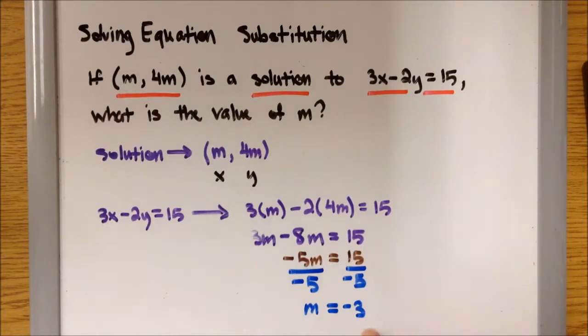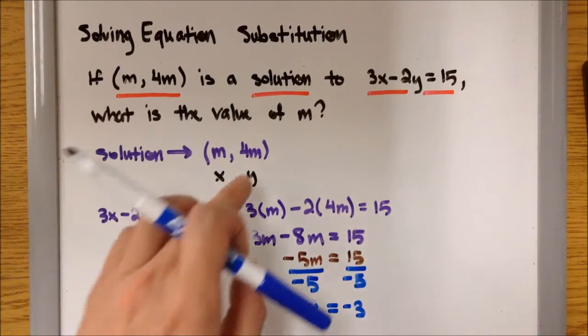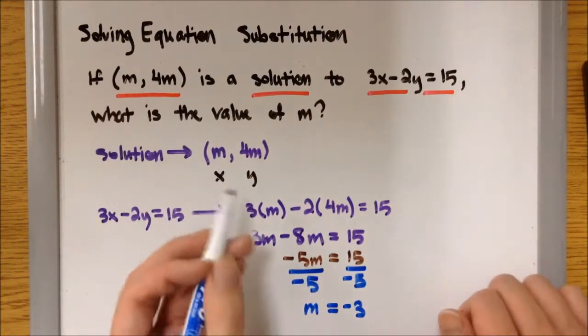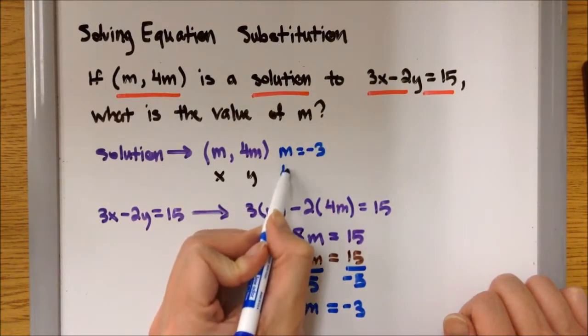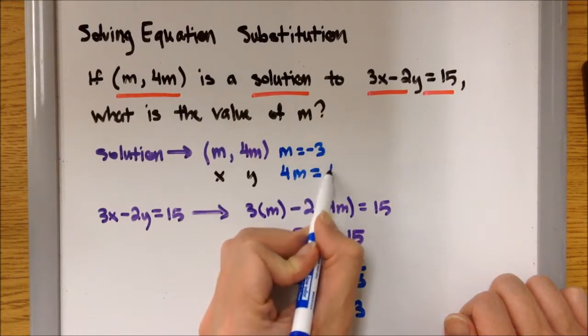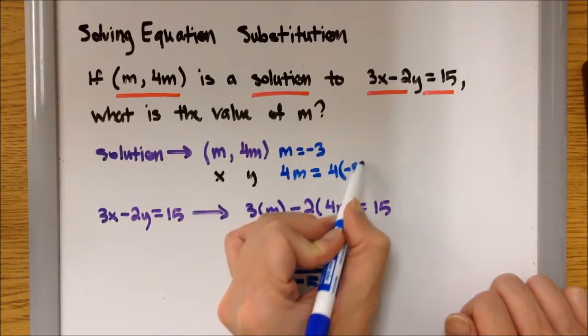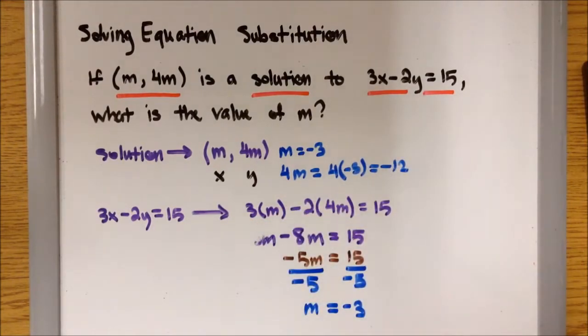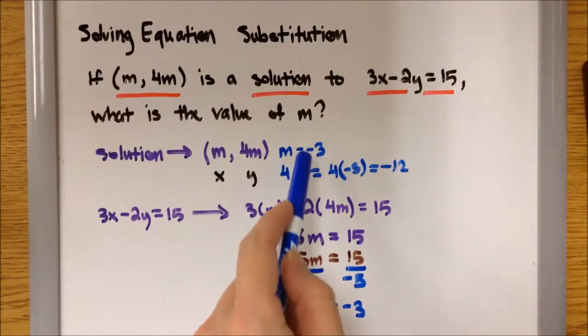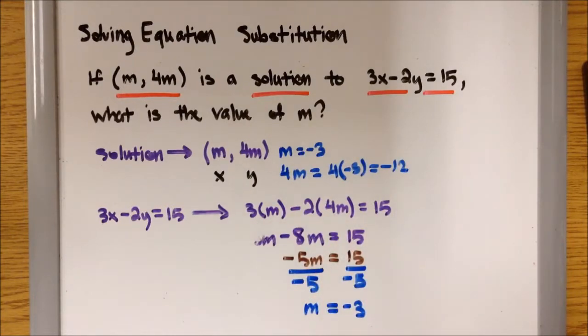So if I were to plug this number back into m, then what is 4m? If m is negative 3, therefore 4m, meaning 4 times negative 3, is negative 12. If we were looking for our coordinate point, it would be negative 3 comma negative 12, but it was simply asking what is m. Right here, what is the value of m? So that means we pretty much finished here.